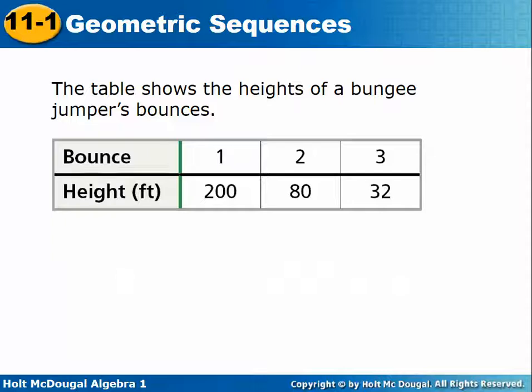All right, so here we show the heights of a bungee jumper's bounces. So on the first bounce, they went 200 feet. On the second bounce, only 80 feet. And on the third bounce, it was 32 feet.